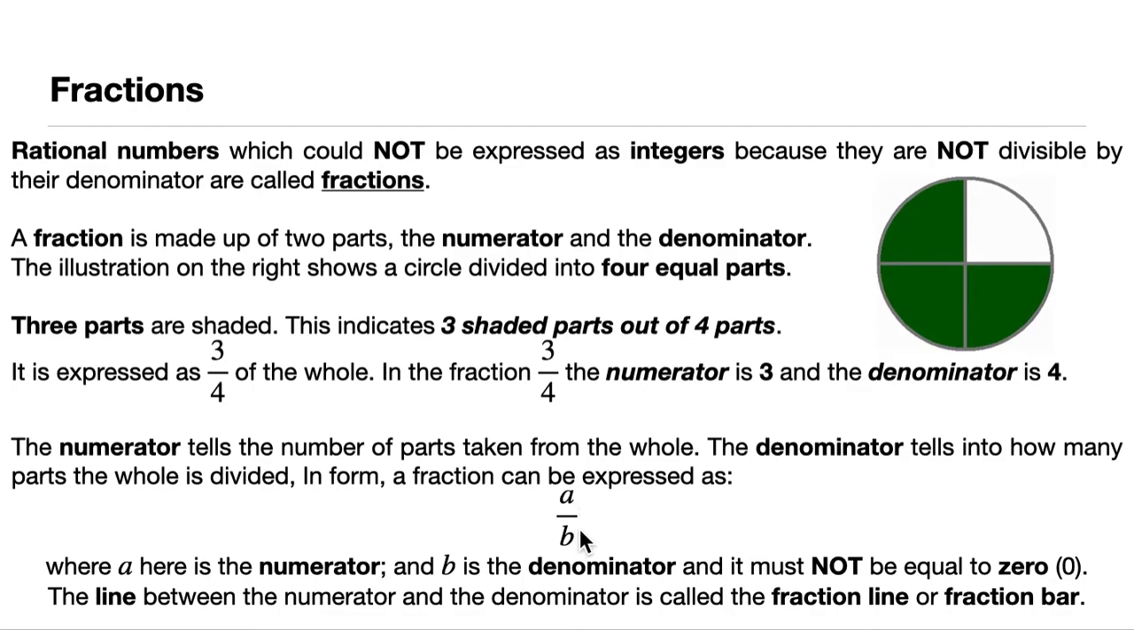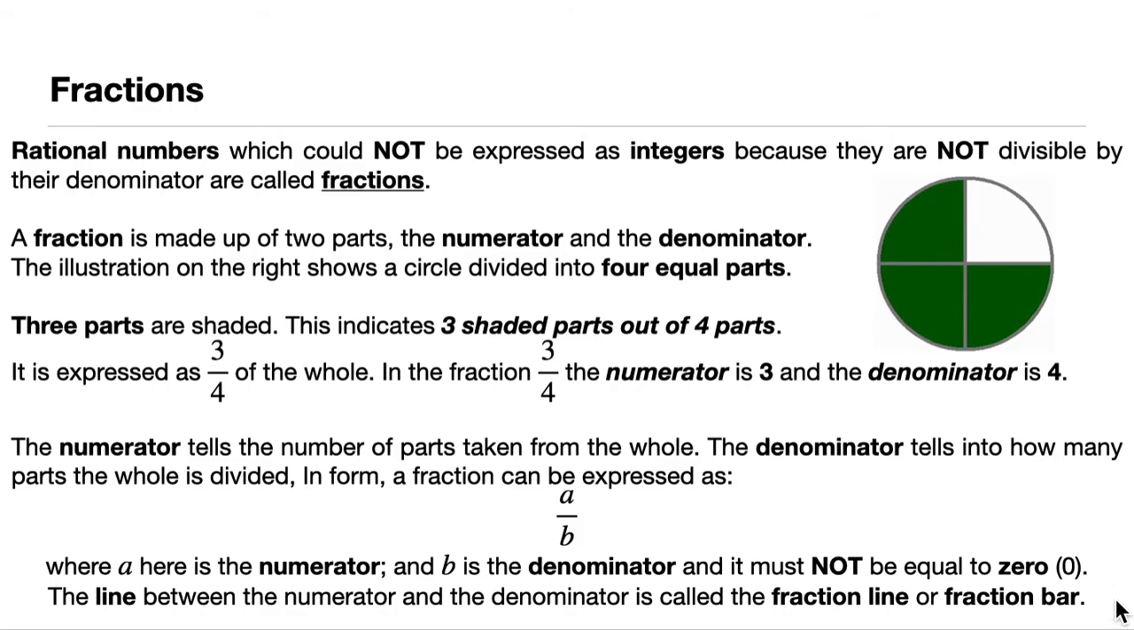Numerator, denominator, fraction bar. The numerator is how many parts are taken from the whole. b is the number of parts in that certain whole. So we have 3 over 4 here. Generally, that is what this video is all about, giving you the general concept of fractions.